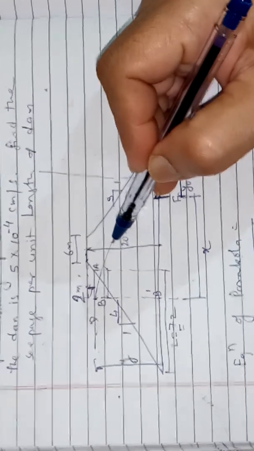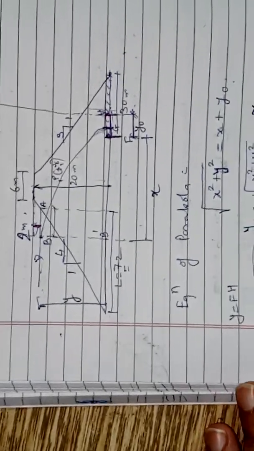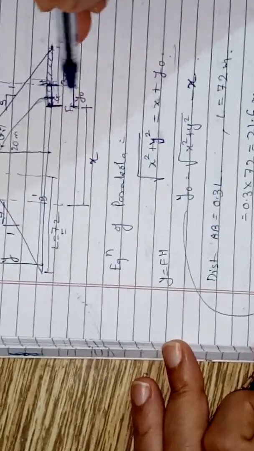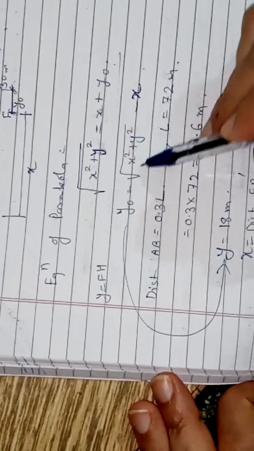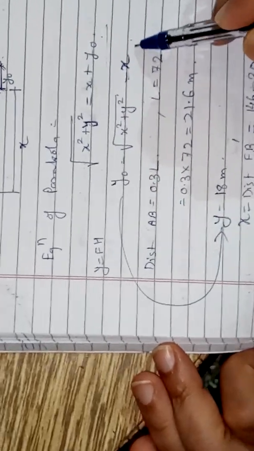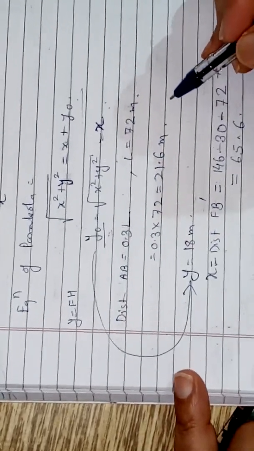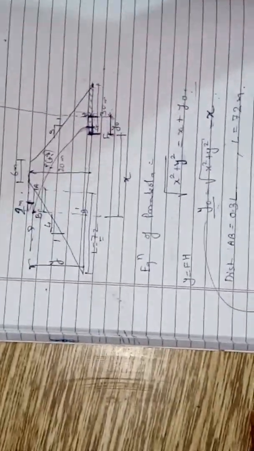Now if we take any point P on the parabola, its coordinates with reference to F will be x and y. So with these coordinates, this is the equation of the base parabola which we have already discussed. So from this equation we can find out y0 will be equal to under root of x square plus y square minus x. Now in this equation, to calculate y0, let us find out x and y values for a point B, which is the starting point of the base parabola.